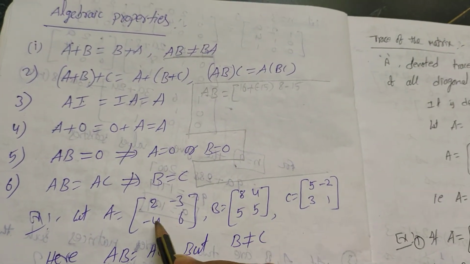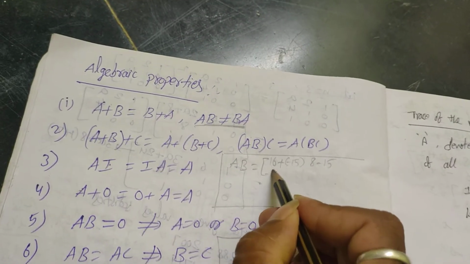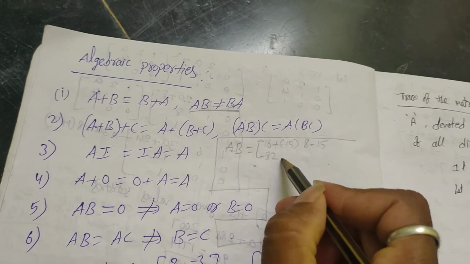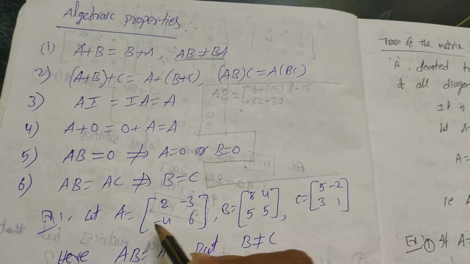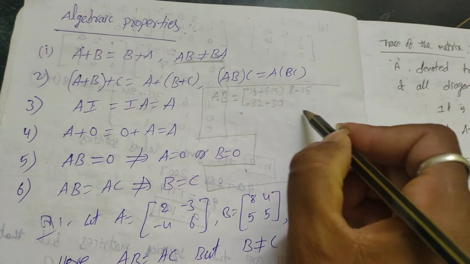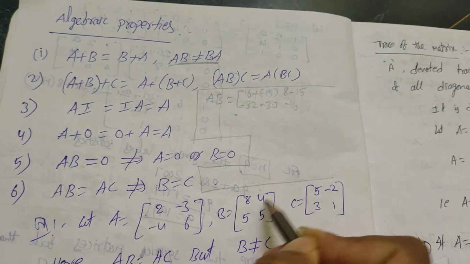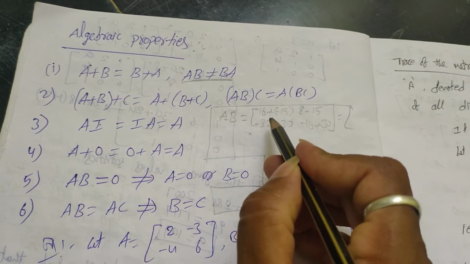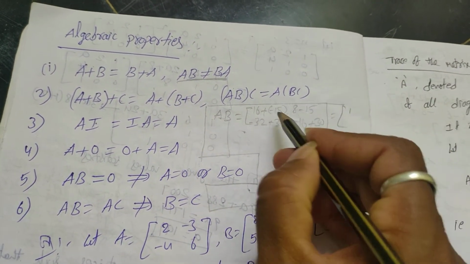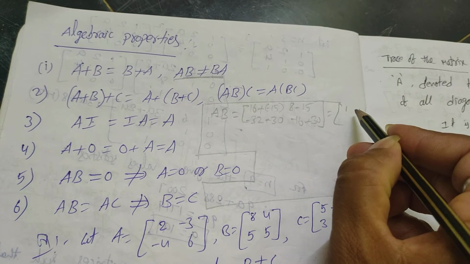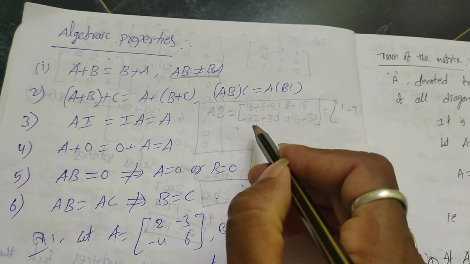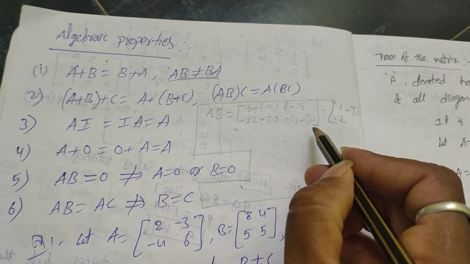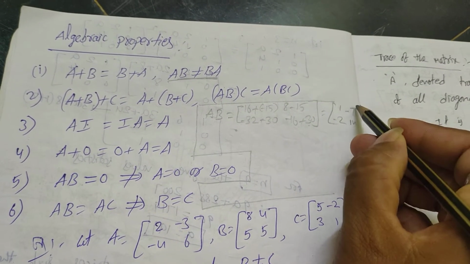Next, this row to this column: 4 8s are 32, plus 6 5s are 30, 4 4s are 16, that means minus 16, 6 5s are 30. If you simplify, what you have: 16 minus 15 is 1, 8 minus 15 is minus 7, minus 32 plus 30 is minus 2, minus 16 plus 30 is 14.